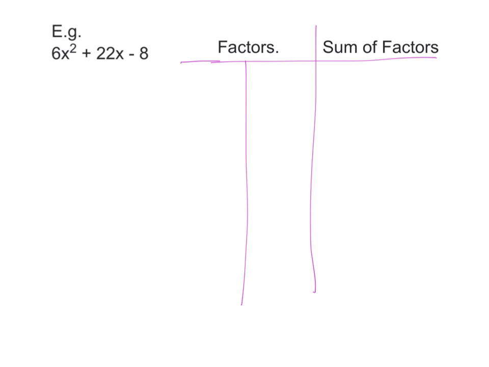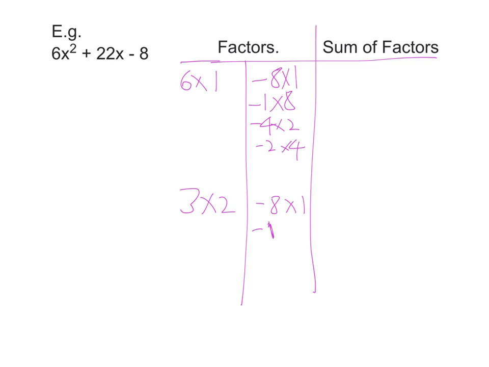In this last example, while I'm checking the factors, for 6 there are actually 2 lots of factors, so I can have 6 times 1 or 3 times 2. So I need to actually check both of those with the factors of minus 8, which are minus 8 times 1, minus 1 times 8, minus 4 times 2, and minus 2 times 4. And I need to compare those with the ones at the bottom as well to work out which one is the appropriate answer. So I need to compare all of those.